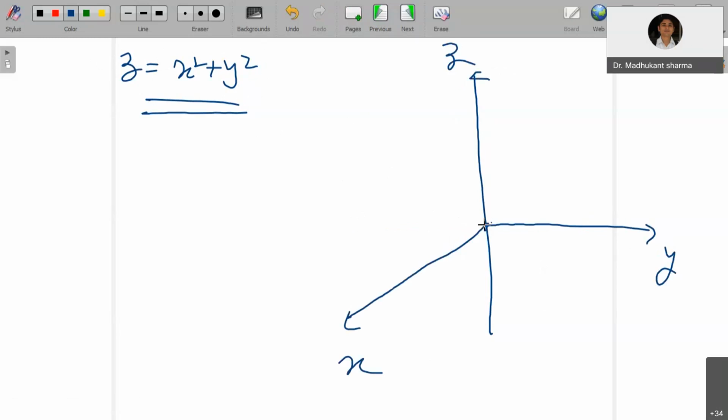z equals 0 is the origin. z equals 1 is x squared plus y squared equals 1, which is a circle. So it's a circular bowl. It lies above the xy plane because z is always greater than or equal to 0.